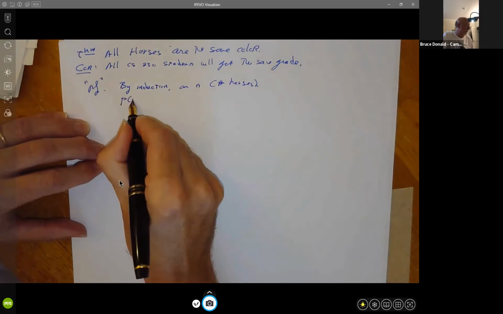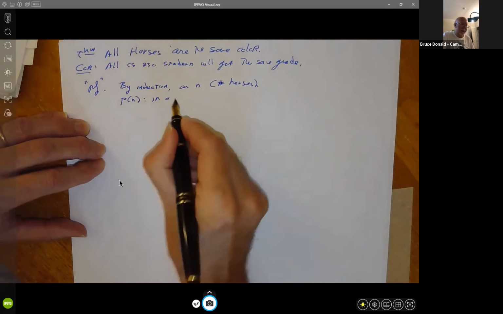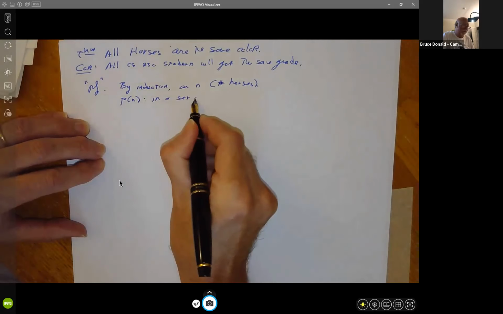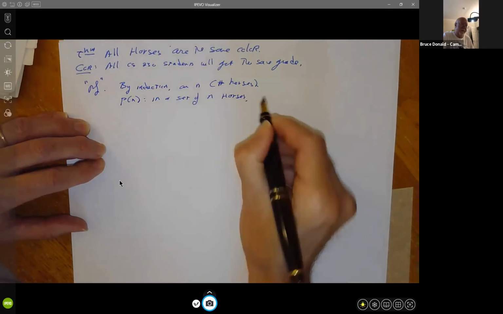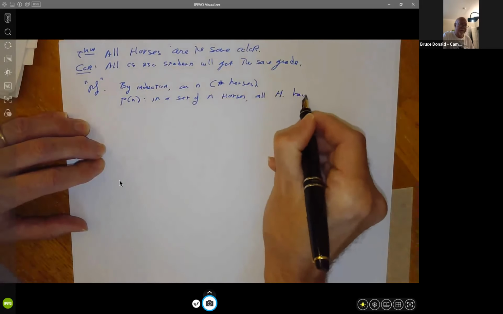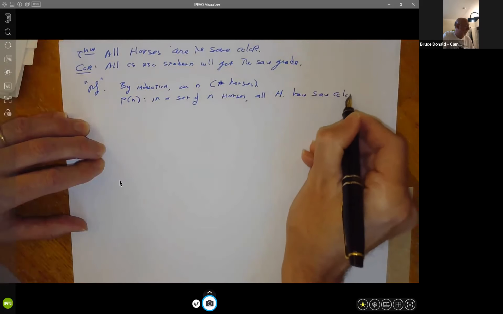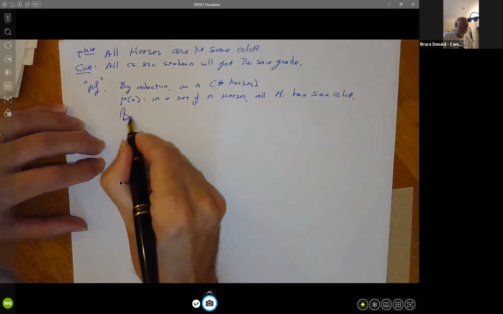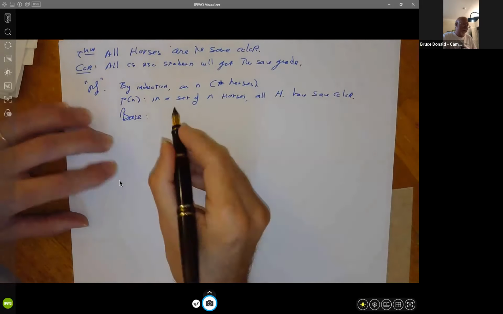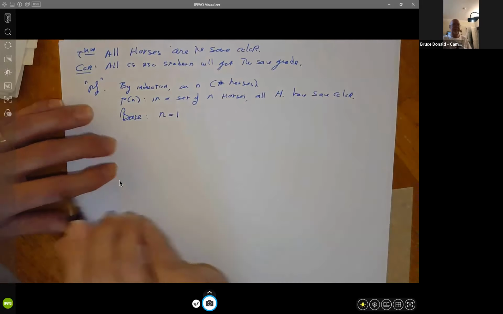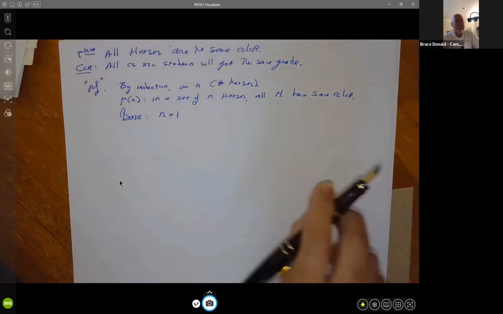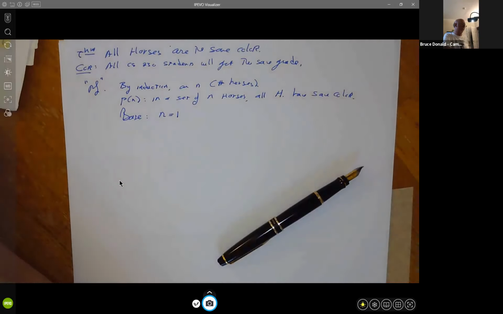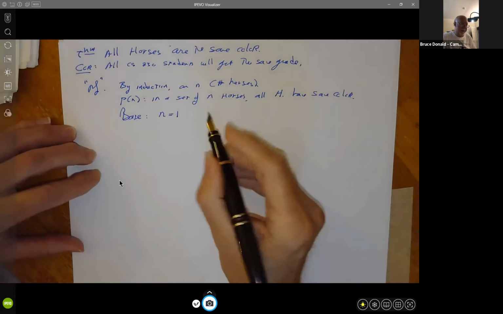And our property P of n is: in a set of n horses, all horses have the same color. And here's my base case. My base case is n equals 1. Well, if I have a set of n horses where n equals 1, there's only one horse. The same horse is the same color as itself, and therefore all horses have the same color in a set of size 1. So we're done.